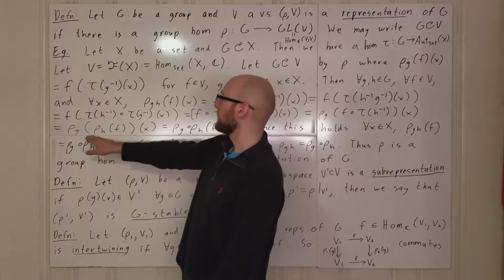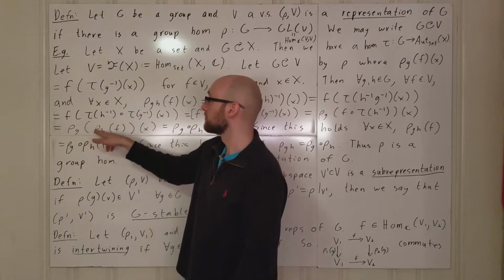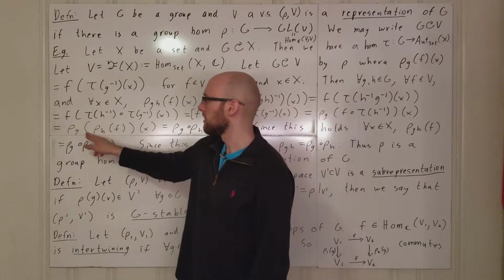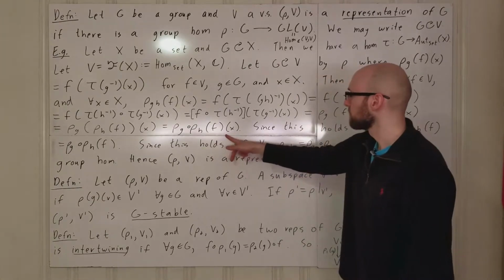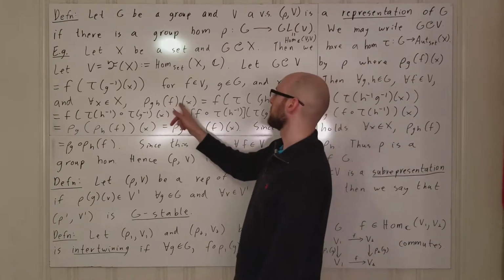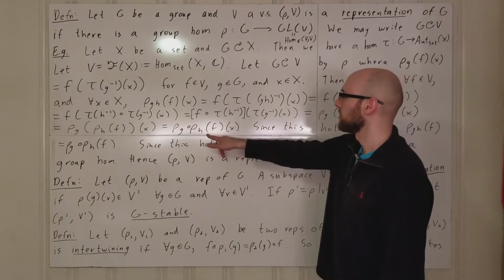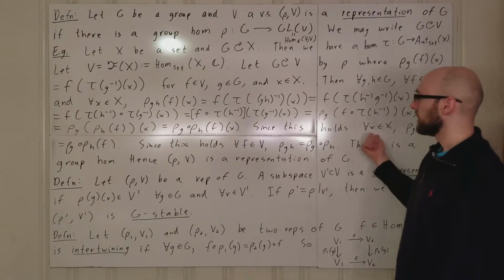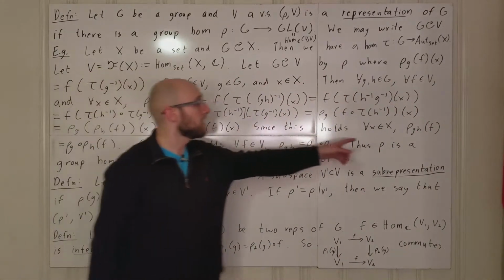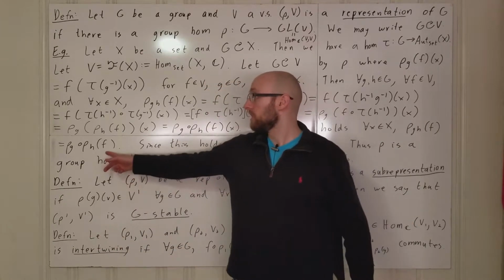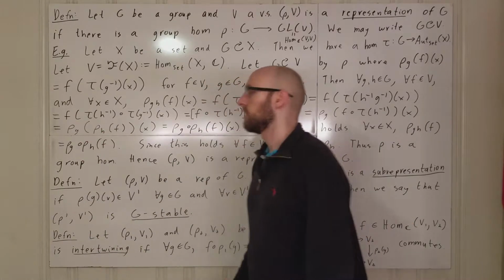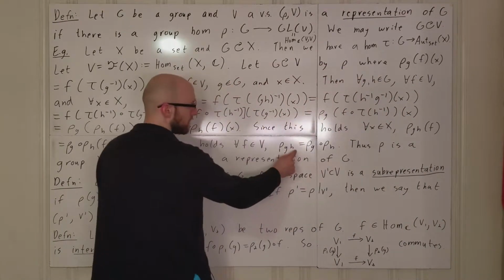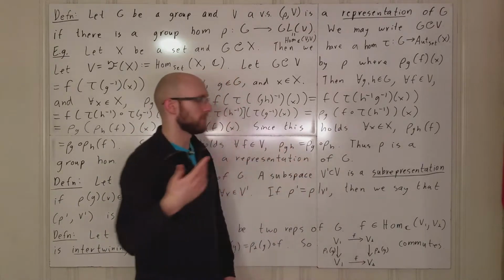And just rewriting this, because this is rho G of rho H of F, this is the same as rho G composed with rho H of F, because that's what composition of functions is. Okay, so we have rho GH of F of X is equal to rho G of rho H of F of X. And this holds for every single X in capital X. And so it turns out that rho GH of F is equal to rho G of rho H of F. And then this holds for every single F in V. And so rho GH is equal to rho G composed with rho H.